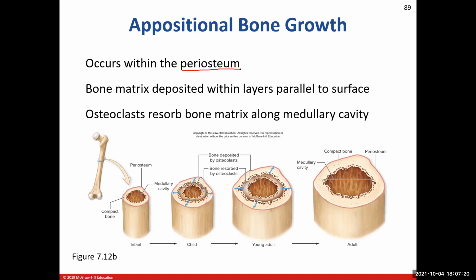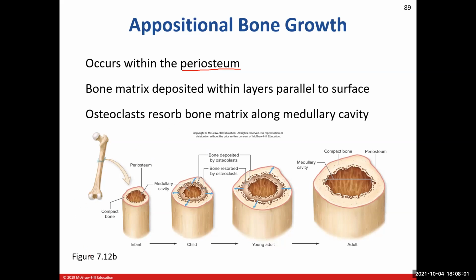Now, while this is occurring simultaneously, the osteoclasts are going to be hard at work in the endosteum. They're going to be busy resorbing that old bone matrix, and their goal is to make the medullary cavity bigger and bigger and bigger. So as the bone grows outward and gets thicker along the circumference, on the internal layer, the lining of the endosteum, the osteoclasts are going to be resorbing bone.